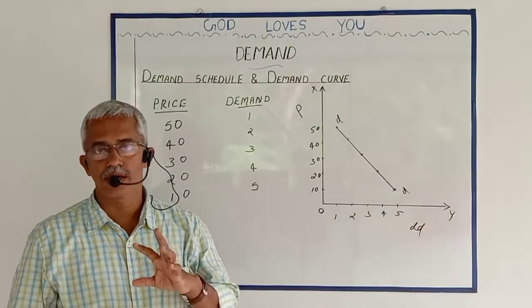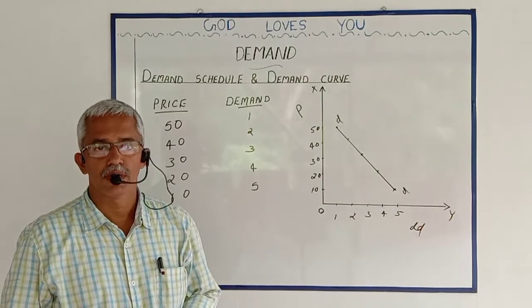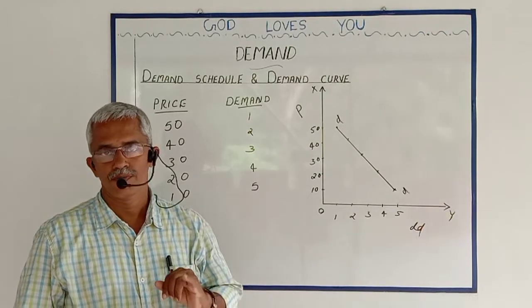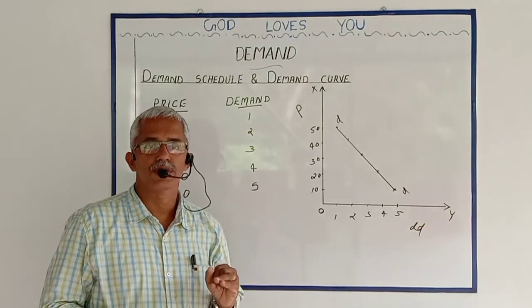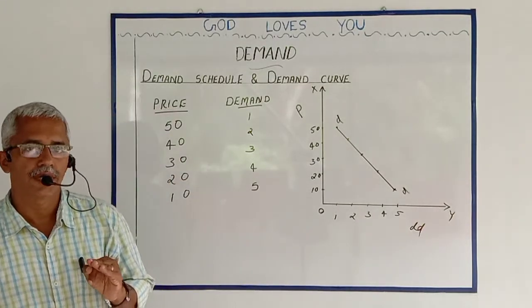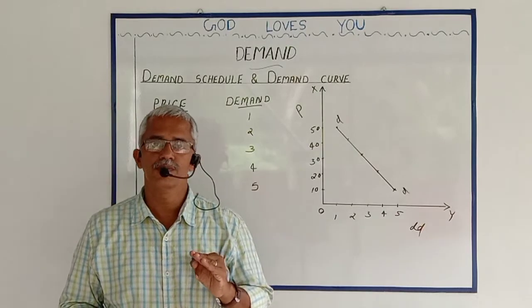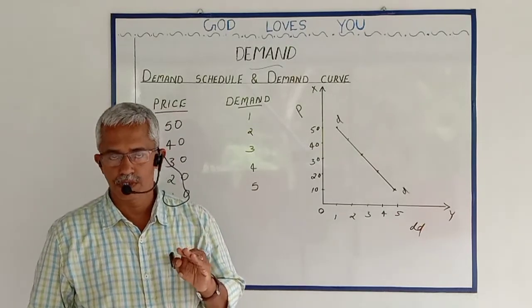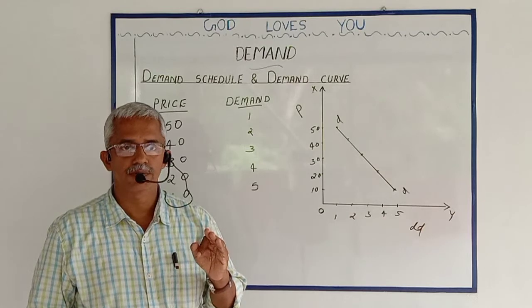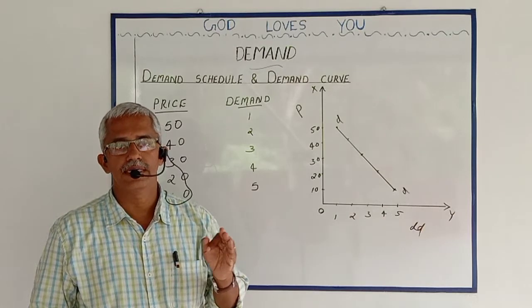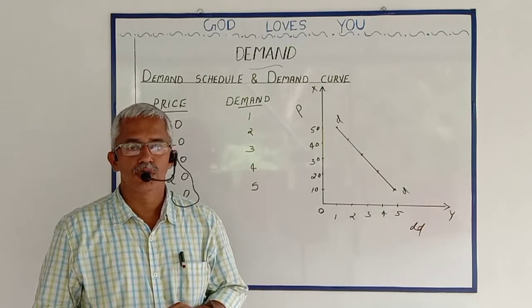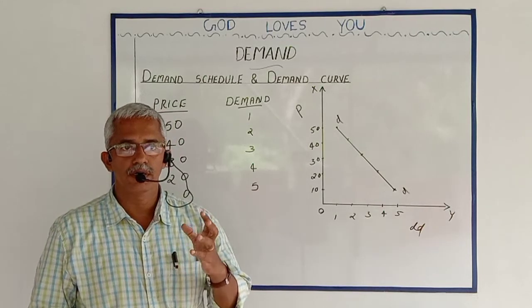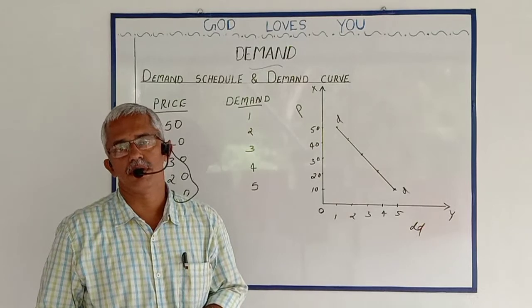Mainly, there are four factors which determine demand. Number one, price of the commodity. Number two, income of the consumer. Number three, tastes and preferences. Number four, price of related goods. We have already explained some more details in each point. Related to the price of the commodity, we explained the relationship between price and demand.